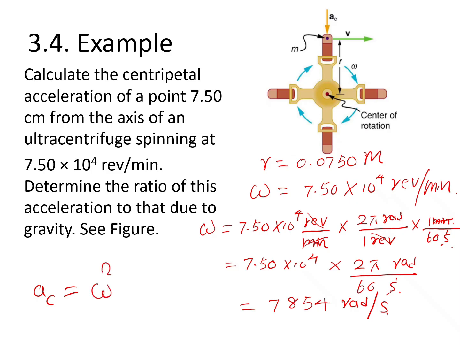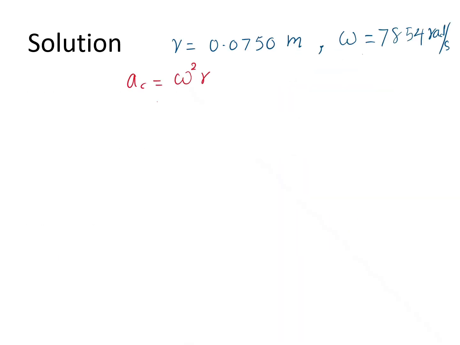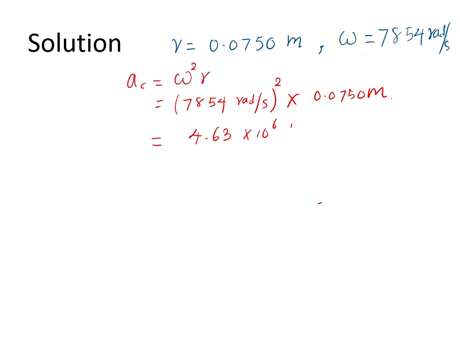Then we can use the equation a sub c equals omega squared r to calculate the centripetal acceleration. We can substitute the values: 7,854 radians per second, squared, times 0.0750 meters, and this is equal to 4.63 times 10 to the power 6 meters per second squared.